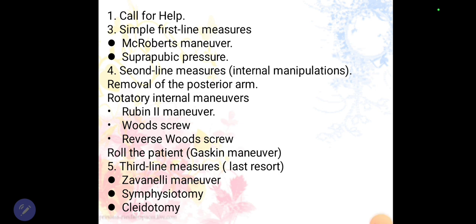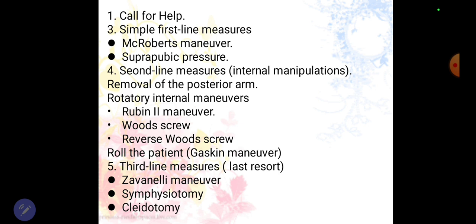These are additional obstetric maneuvers to aid in the delivery of the shoulders and trunk. They are classified as simple first line measures, second line measures, and third line measures. Simple first line measures first start with what we call the McRoberts maneuver. If failed, after 30 seconds, we'll add suprapubic pressure. Second line measures, which are called internal manipulation, will start with removal of the posterior arm. 30 seconds. If failed, we'll start with rotatory internal maneuvers.